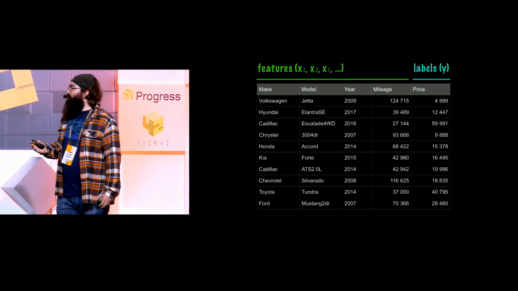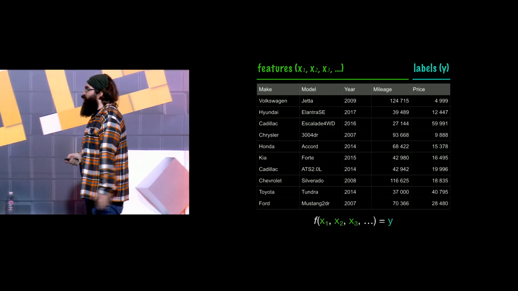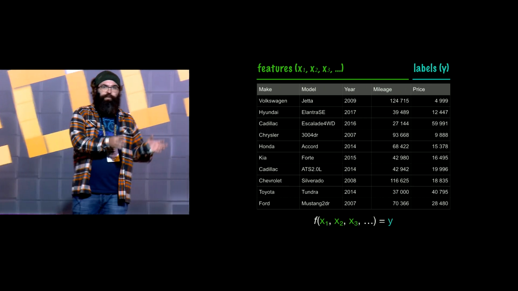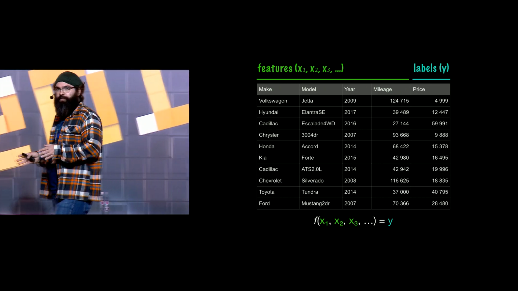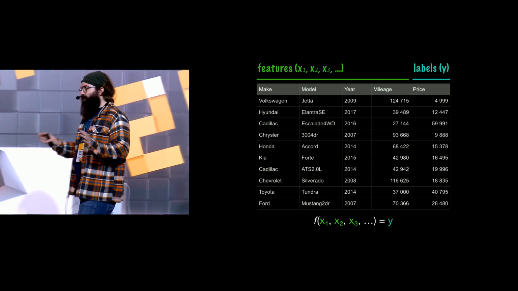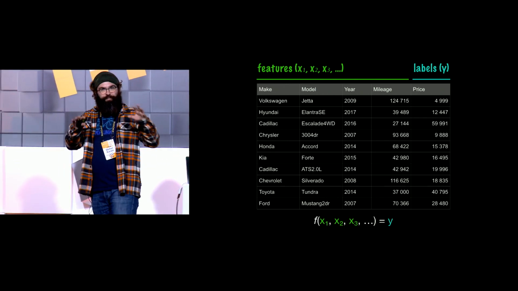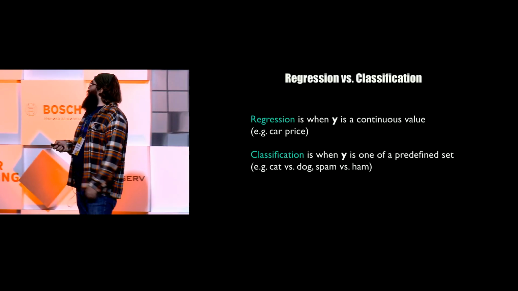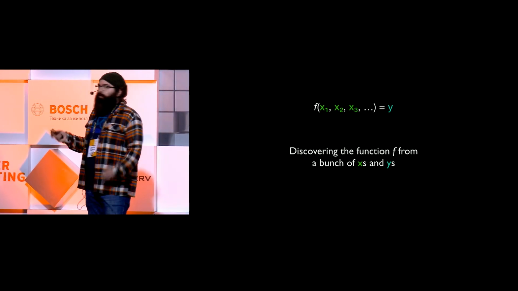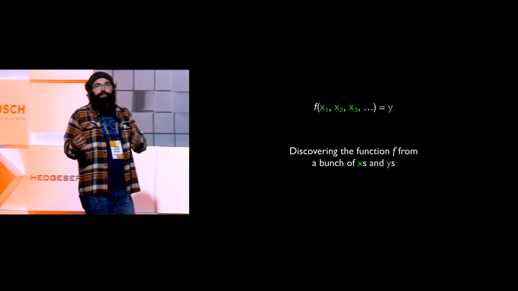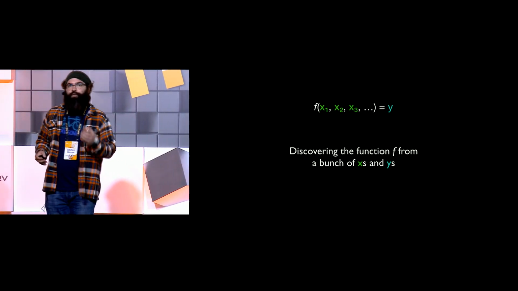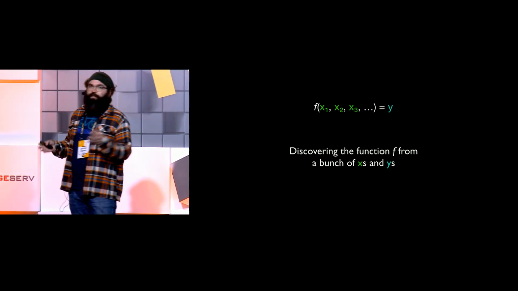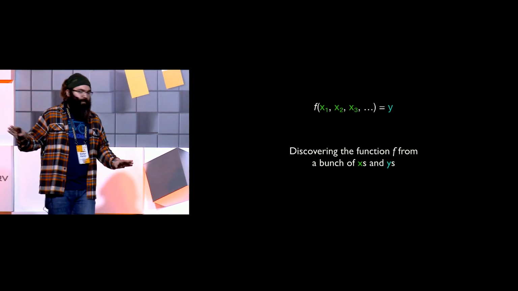And what machine learning is essentially doing is finding a function, let's call it f, from the features to the label. And every machine learning algorithm out there in supervised learning does that. So that's essentially the formulation of the machine learning problem. You have a bunch of x's, a bunch of y's, and you want to find a function that maps the first to the second.